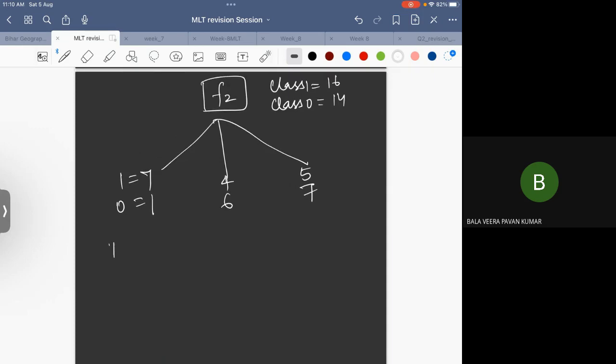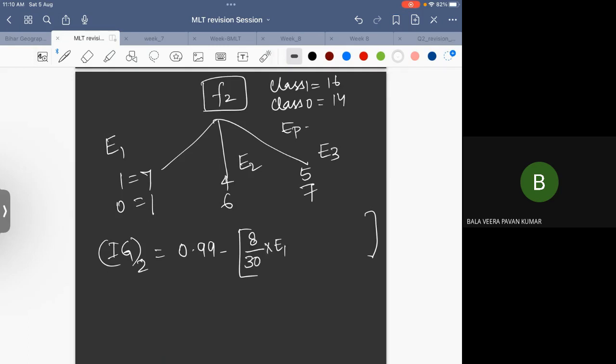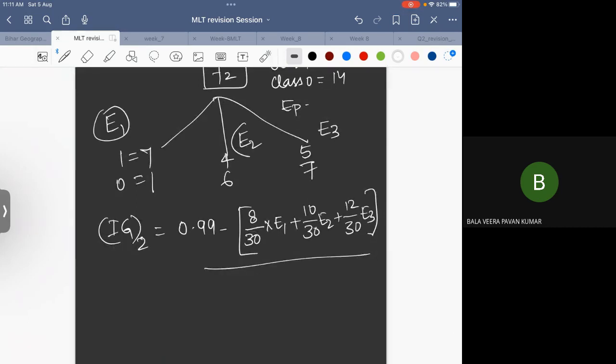Basically, the information gain of F2 will be this EP value. So EP you can calculate directly, and we are getting 0.99 minus of this, let's for example, E1, E2 and E3, and the gamma is what? 8 upon 30 times E1 plus 10 upon 30 times E2 plus 12 upon 30 times E3. Okay, and then you can calculate, right? E1, E2, E3 you can calculate directly. It's literally the entropy, you can calculate that. Right, yeah, sir. Entropy, yeah, this is 7 upon 8 minus log base 2 of 7 upon 8. Similarly for the other cases also, so we'll be able to do. I don't think there will be any problem in this.